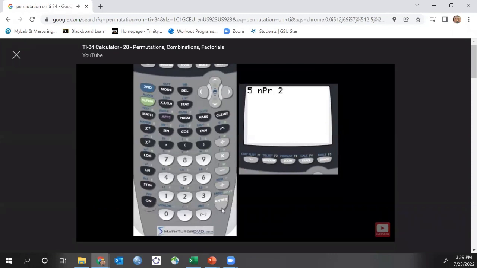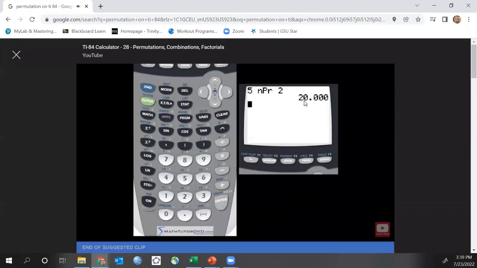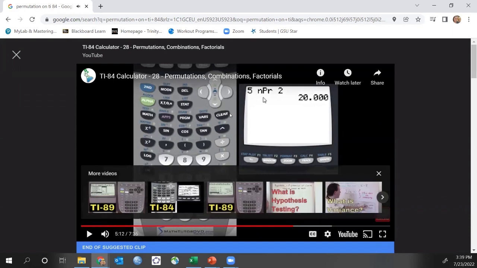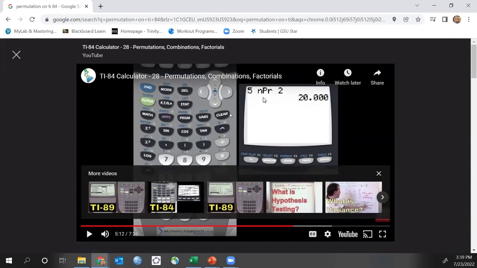So 5 NPR 2, you'll click enter, and it gives you your answer. Okay, so just know those are also other little things you can always search on Google really quick. If you don't remember how to find a certain function in your calculator, they're all there.